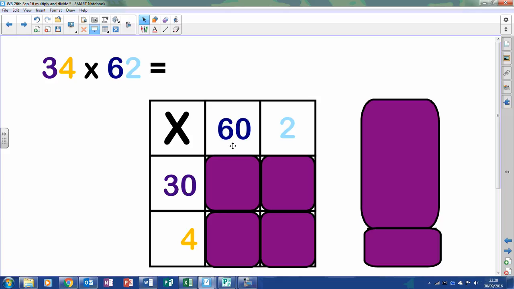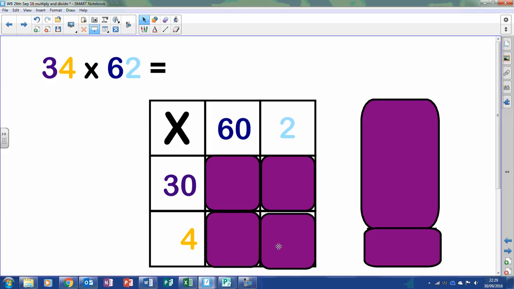Right, when we've done that, what you've got is 4 boxes we need to fill. Each one of those boxes, we work out what to put in it by multiplying the row by the column. So, for example, this box here at the bottom, we are going to multiply 4 times 2.